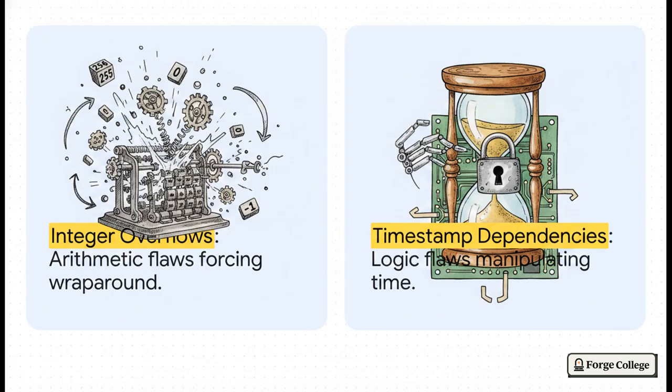Think about the contrast here compared to our previous lesson. On the left, we've got integer overflows. Those are arithmetic flaws. You feed extreme numerical values into a contract, you force a wraparound, and boom, the math completely breaks. But over on the right side, timestamp dependencies are logic flaws. We aren't breaking the math this time, we're actually manipulating the environment's clock to trick a contract's gating logic. It's a totally different approach, and honestly, it's kind of mind-blowing.